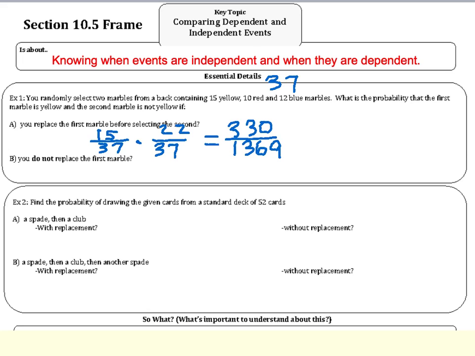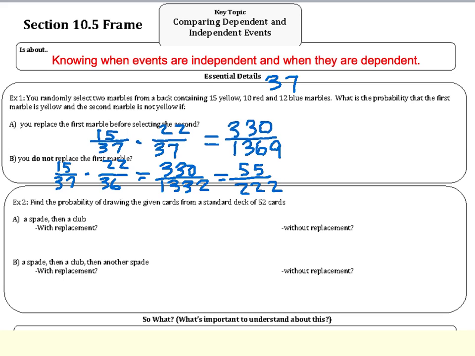So now this changes a little bit. If you do not replace the first marble, still we first of all have 15 out of 37. That's our probability the first time of getting something that is yellow. But next we only have 36 marbles left in the bag because we're not putting that first one back, but there's still 22 that aren't yellow left in the bag. So if you multiply those, you get 330 out of 1,332. So we just multiply straight across, remember, and that equals 55 out of 222.